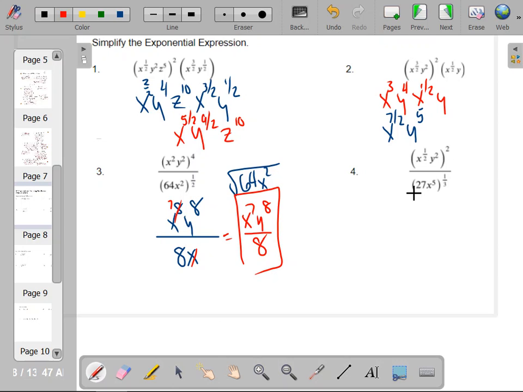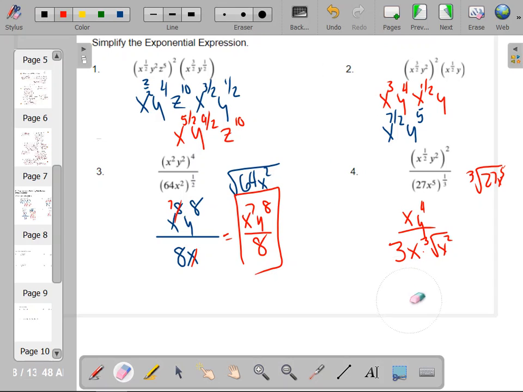Same kind of problem here. 1/2 squared, you multiply 1/2 times 2, you get 1 whole, y to the 4th, over. Now this is the cube root of 27x to the 5th. So you can break this down. 27 is 3 times 3 times 3. That means a 3 is going to come out. And if you're looking for groups of 3, there will be one group of 3 x's, but we still have 2 of them trapped underneath. So you could write it like that.